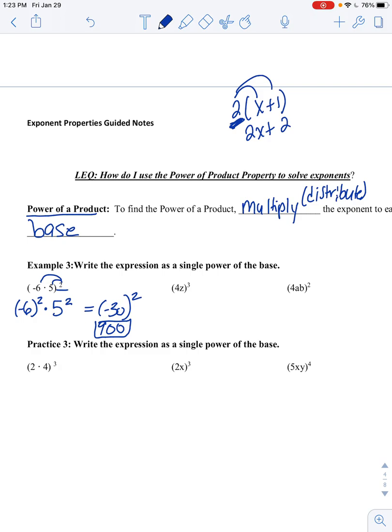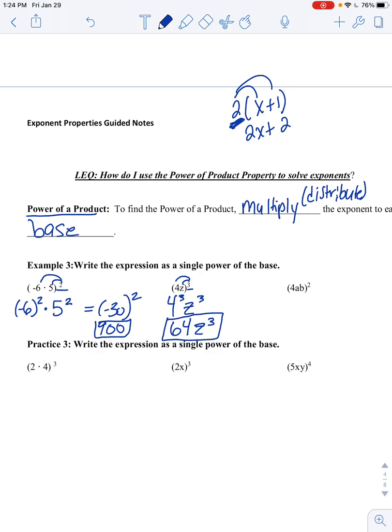Okay, we could do the same if there's variables. 4z raised to the 3rd power. So you're distributing that 3 to the 4 and to the z. So 4 to the 3rd, z to the 3rd. And then we could go ahead and figure out 4 to the 3rd is 64. z to the 3rd is your final answer.